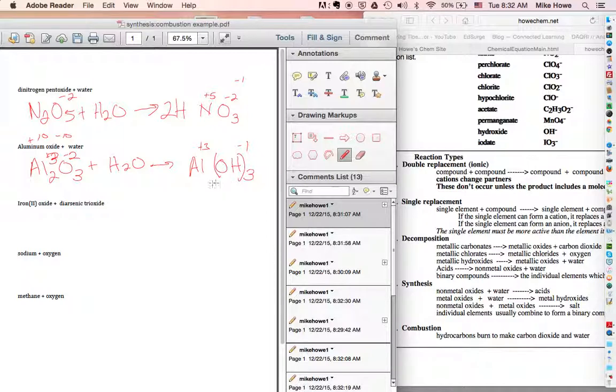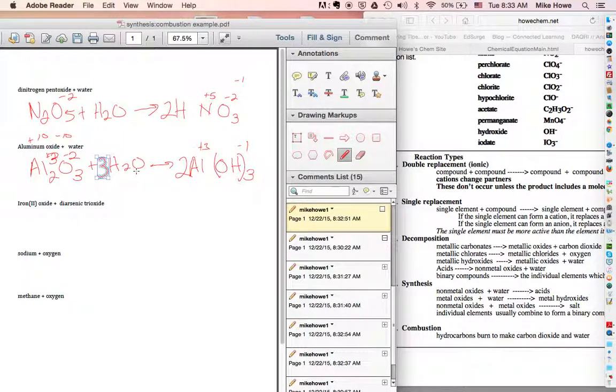Last step, balance. On this side there are 3 atoms of hydrogen. I'm just starting with the hydrogens arbitrarily, so I'll put a 3 here, that gives me 6 hydrogens, put a 2 there, gives me 6 hydrogens. Let's see, when I put a 2 here, there were 3 oxygens on this side, so 2 times 3 makes 6. 3 oxygens here, plus 3 oxygens there, makes 6 oxygens. 2 aluminums, that one's done.